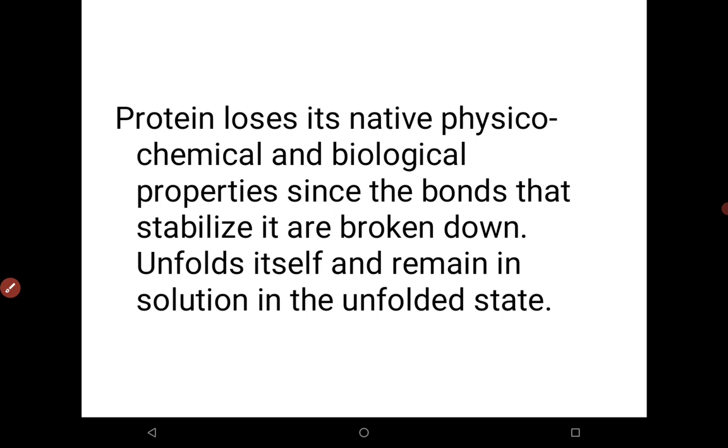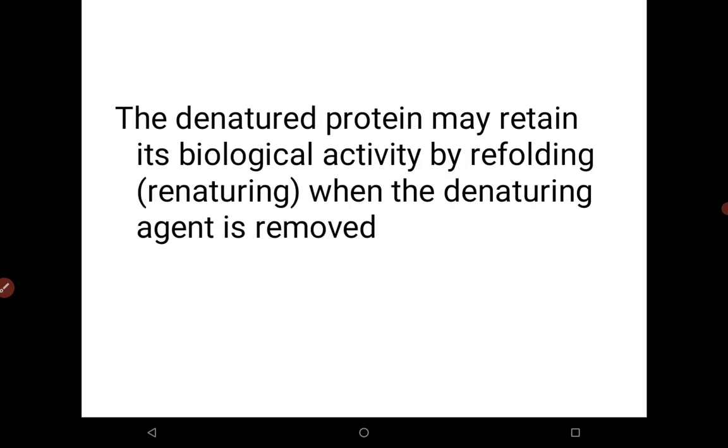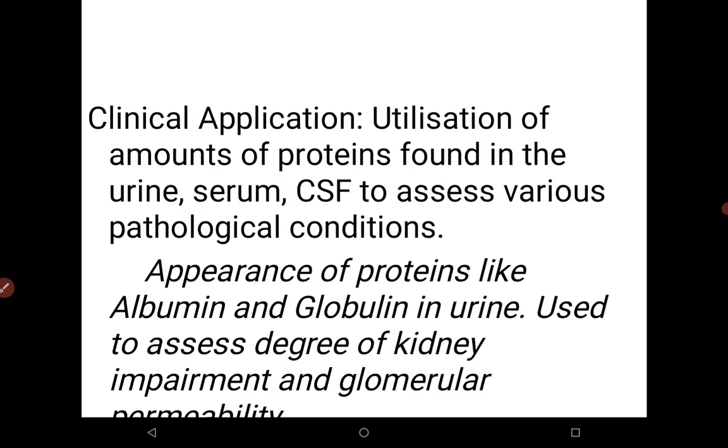Once a protein is denatured, it will lose its native physicochemical and biological properties. Since the bonds that stabilize it are broken, it will unfold and remain in that unfolded state, but the primary structure is maintained. The denatured protein may retain its biological activity by simply refolding itself when the denaturing agent is removed.